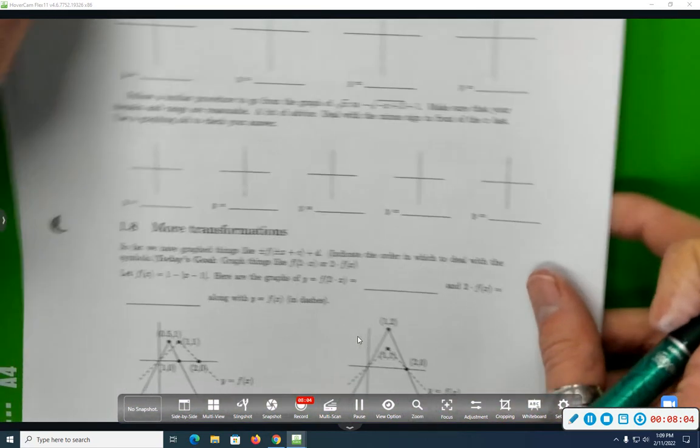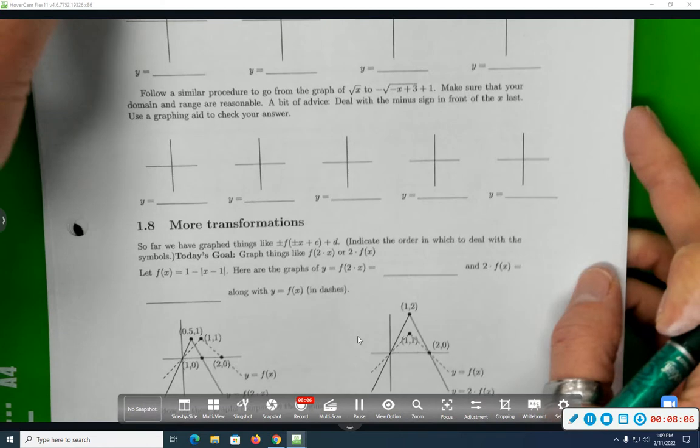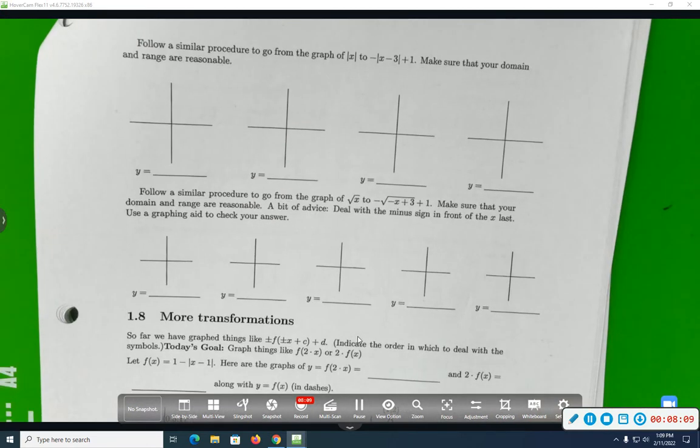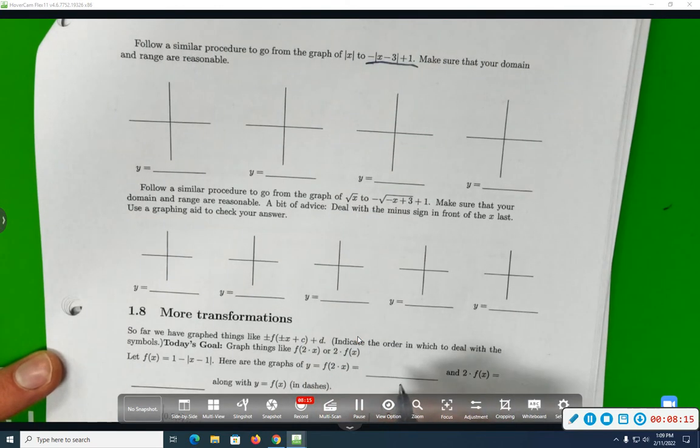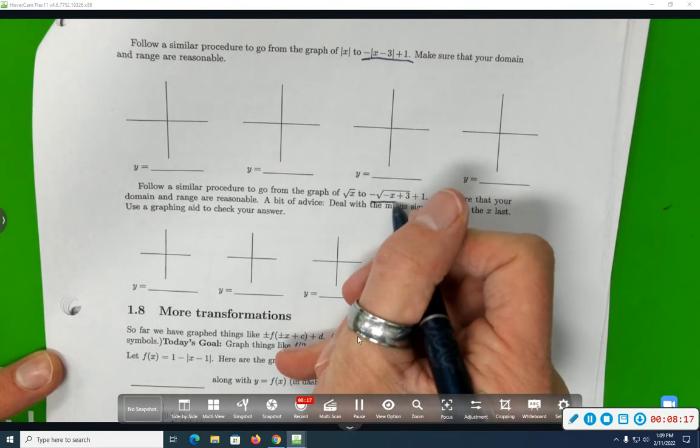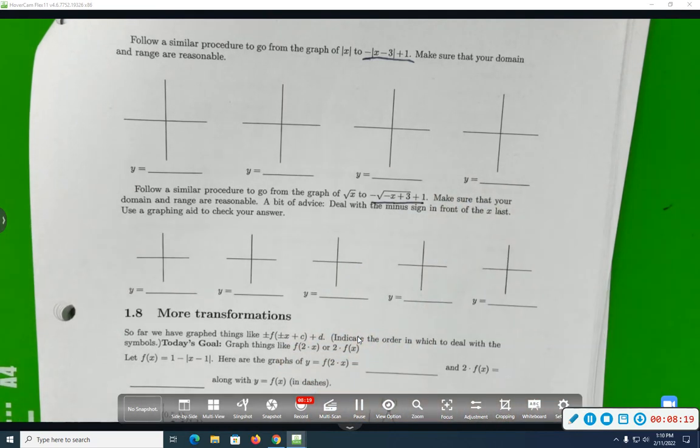So here are some examples that we might do. Here are 2 examples that might be worth graphing: minus absolute x minus 3 plus 1, and minus the square root of minus x plus 3 plus 1.